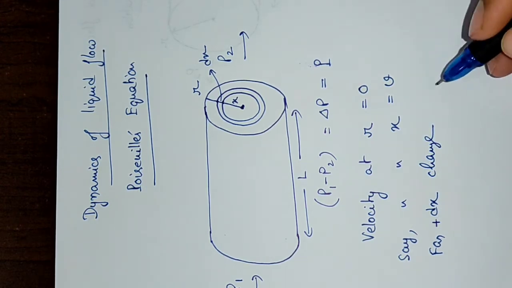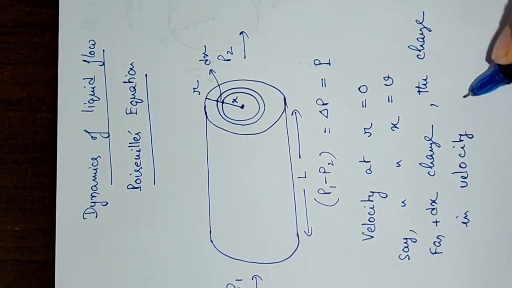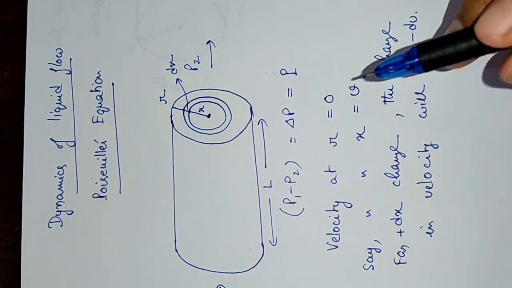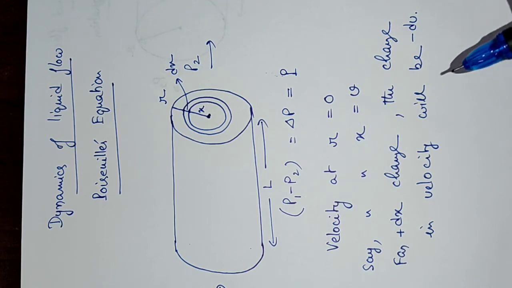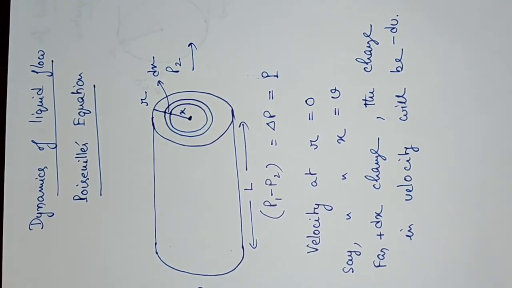it is plus, the change in velocity will be minus dv. Don't say decrease is minus dv, then these two terms will imply increase in velocity. Say either change in velocity is minus dv or decrease in velocity by an amount dv. So the velocity gradient that is being generated at x is minus dv by dx.